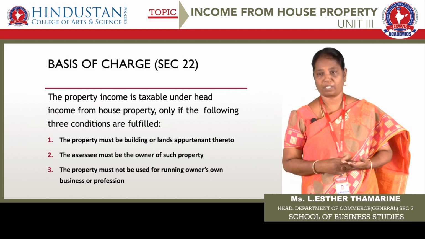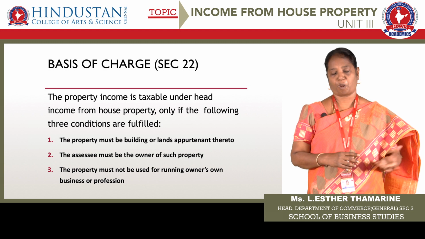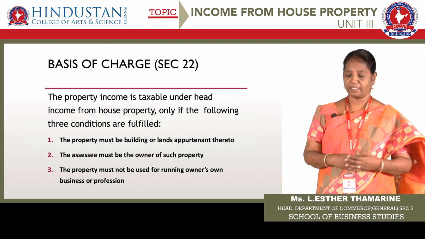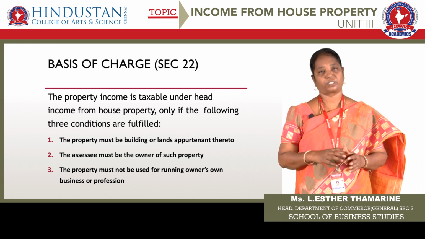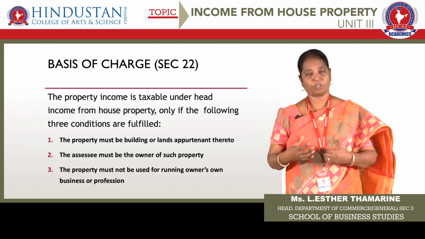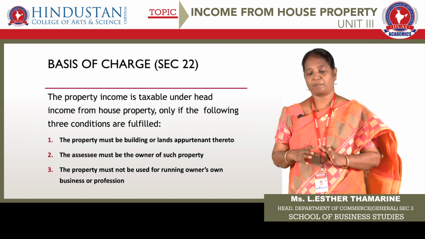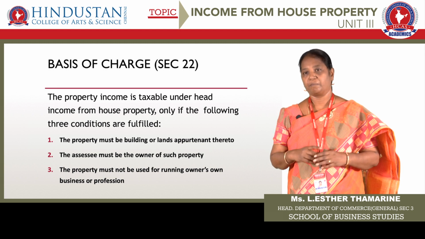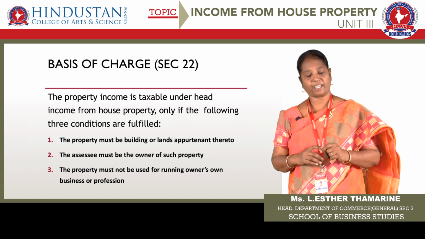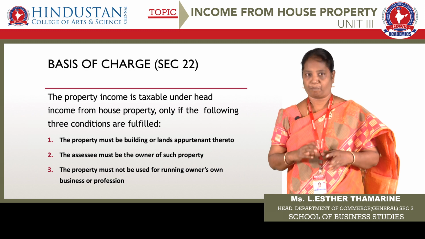Let me go back to the example. He has a land or a property which was taken on lease from another person. That building was sublet to another person. So from the subletting, he gets some income. This income cannot be a house property income because he is not the owner of the house property. So the second condition says that the assessee must be the owner of the property.